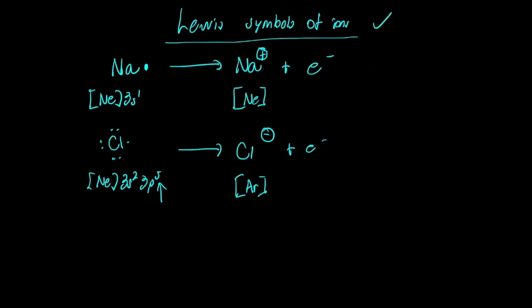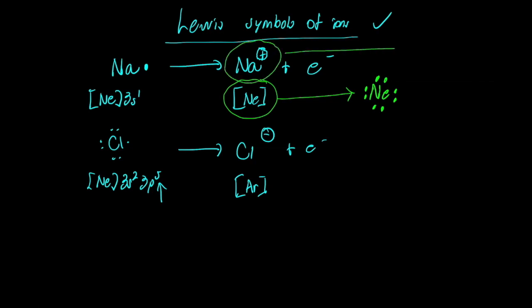Now, if you were to draw the dots, right, what does the electron configuration of neon tell us? Well, it tells us it has a filled outer shell. There are 8 electrons here, okay? So if we were to draw neon, we would draw the Lewis symbol with 8 dots because neon is in group 8, okay? How would we draw the Lewis symbol for the sodium ion? We would draw Na, okay, with 8 dots because it also is isoelectronic with neon, okay?